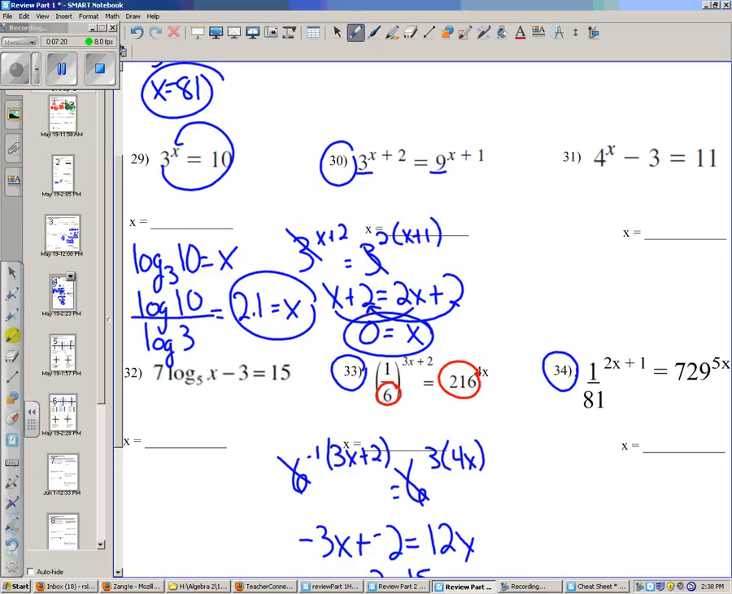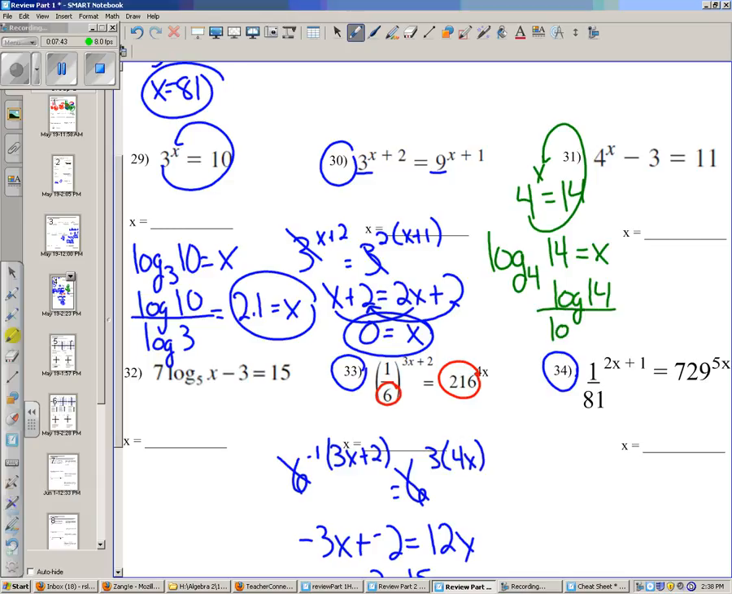Let's see, let's go over to 31. Again, there's a constant, so I'm going to loop, but I can't loop until it's just 4 to the x, so I'm going to add 3 to the other side and get 14. Now I'm ready to loop. It's an exponent, it loops into a log, so there's the loop. So the base of 4 becomes the base in the log, log base 4 of 14 equals x. Again, I would have to use the change of base formula on my calculator. And when I type that into my calculator, I get 1.9. And that's my answer. That's x.